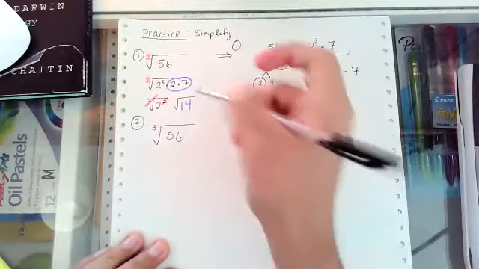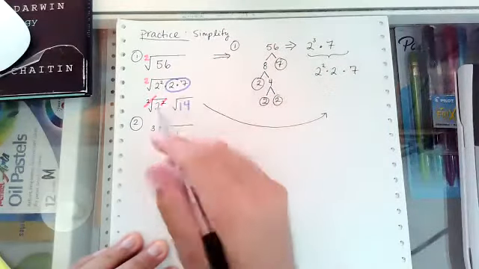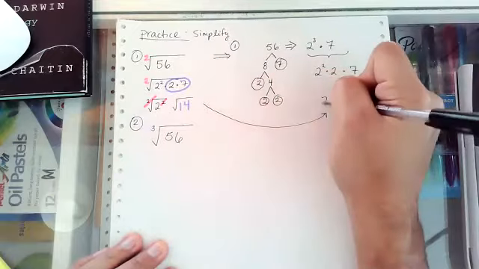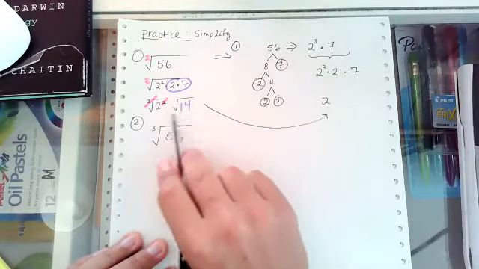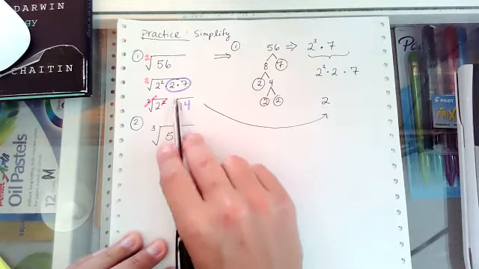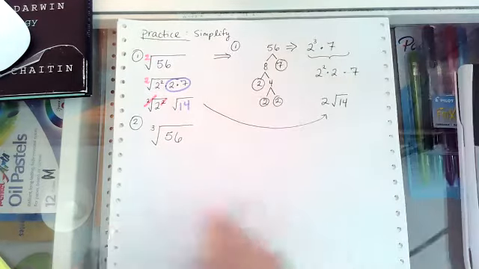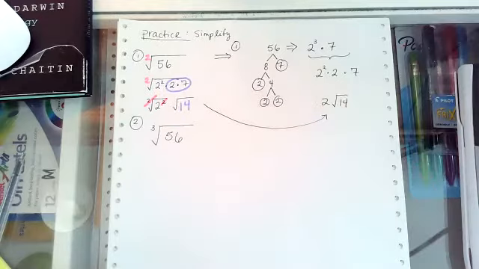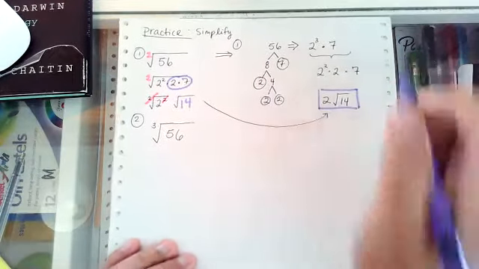Since I've run out of space, I'm going to just draw an arrow. And since this canceled out, you're just left with a 2 that is no longer inside the radical. But we still have this square root of 14, which we just have to leave alone. Since there's nothing else we can do to simplify this expression, we're going to say that this is as simplified as we can get it.